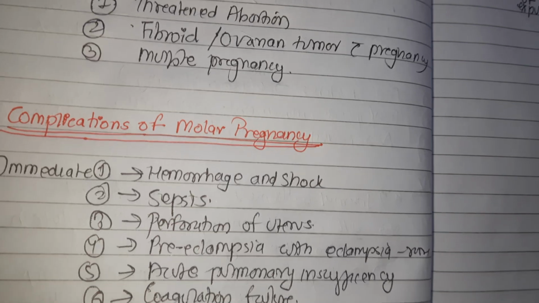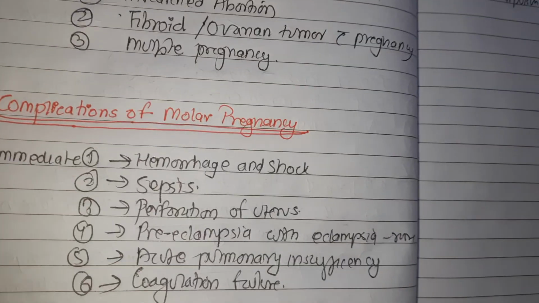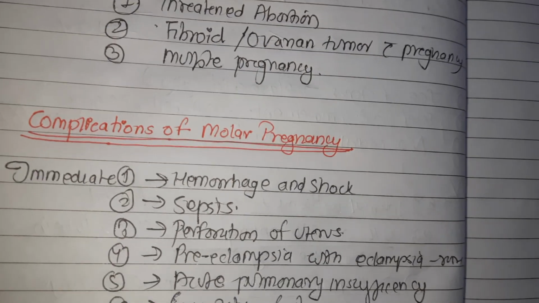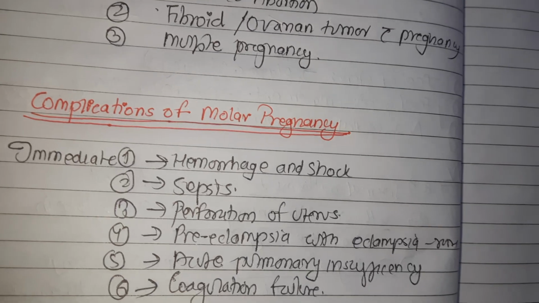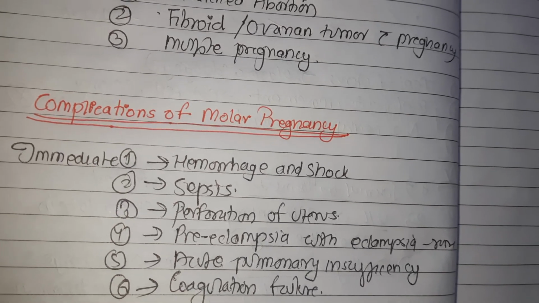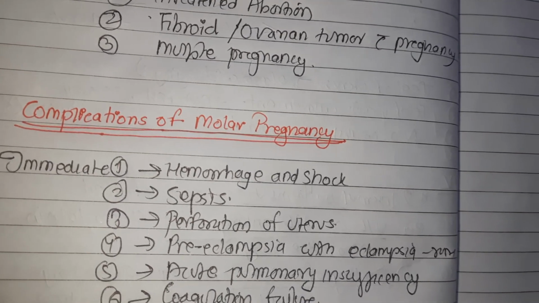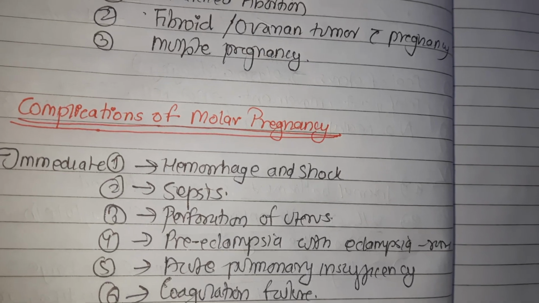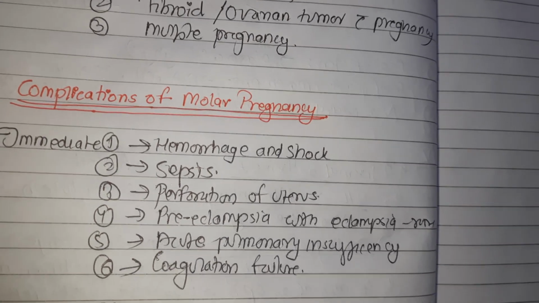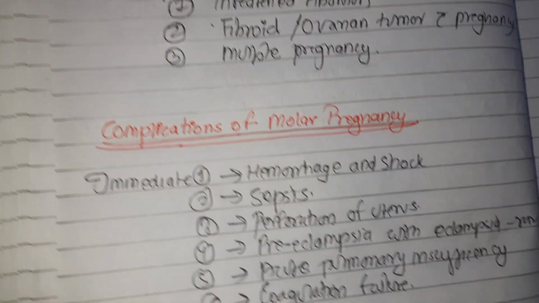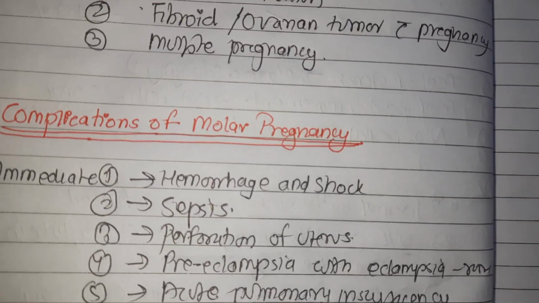So what are the 3 causes of hemorrhage and shock? One is the separation of vesicle from attachment to decidua. Second is massive intraperitoneal hemorrhage, and thirdly, during evacuation of the mole due to uterine injury or atony. Now, the hemorrhage might cause shock.